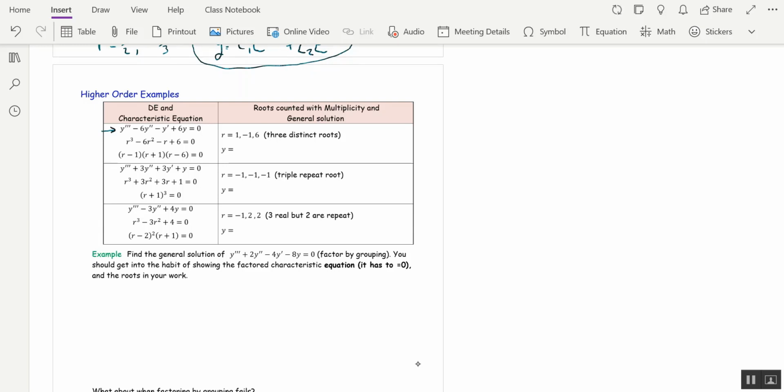Notice that it follows the format of finding the characteristic equation of a second order. The coefficient of y triple prime is 1, and so that becomes the coefficient of r cubed. The coefficient of y double prime is negative 6, so that's the coefficient of r squared, and so on and so forth. Then I went ahead and factored that by grouping, and you should verify that you can actually factor that. So our roots are 1, negative 1, and 6. So there are 3 distinct real roots.